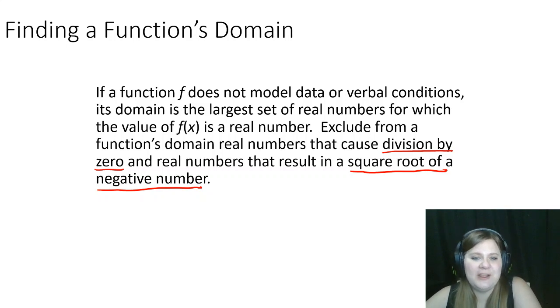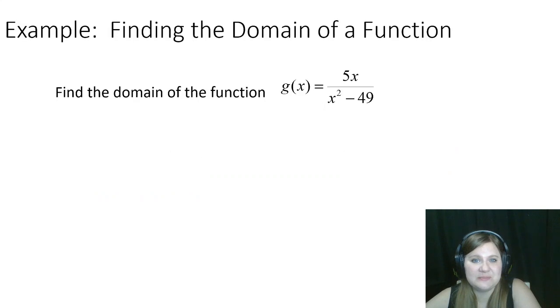So what we're saying here is that the domain of a function is everywhere that doesn't have one of these problems. Okay? All real numbers that do not do one of these two things. So that's the key. That's how we translate this. So take a look at this.